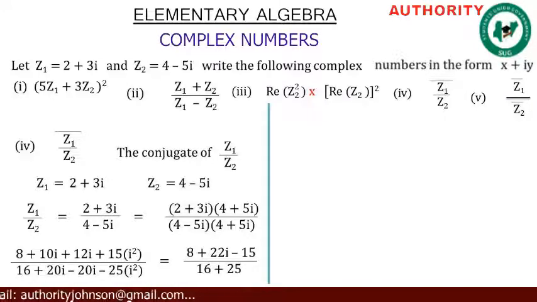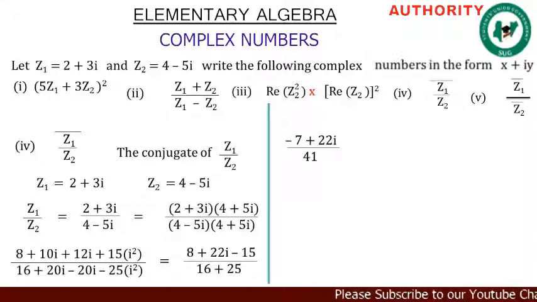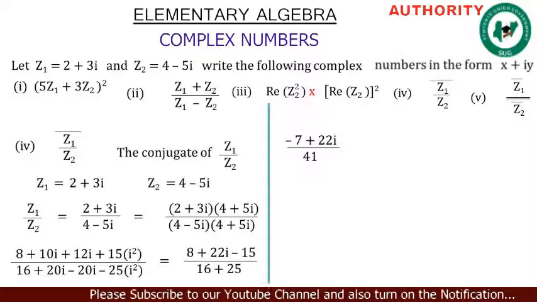i squared is the same as minus 1, so minus 1 times minus 25 is going to give us plus 25. So we're going to have 16 plus 25. Okay, now in our numerator we have 8 minus 15, so 8 minus 15 is the same as minus 7. Then we'll have minus 7 plus 22i all over 16 plus 25, which gives us 41. So we have minus 7 plus 22i all over 41.